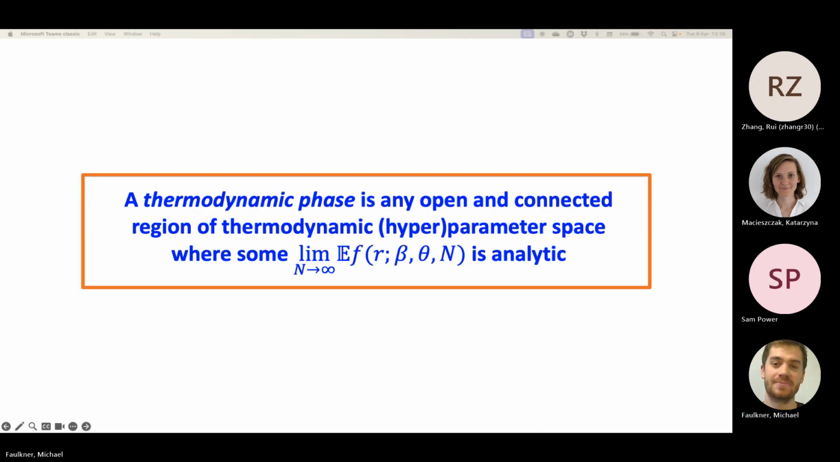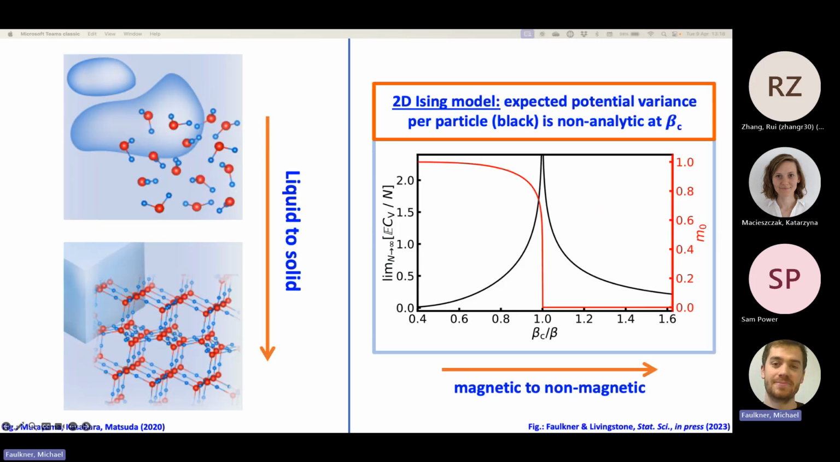Say a little bit more. Yes, okay, so ignore the red, it's just something to do with the magnetization. This is the expected value of CV, where CV is the variance in the potential. Sorry, the expected value of CV is the expected variance of the potential divided by the number of particles n, and then in the limit n goes to infinity, it behaves like this.